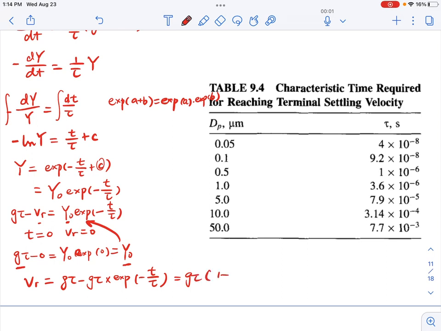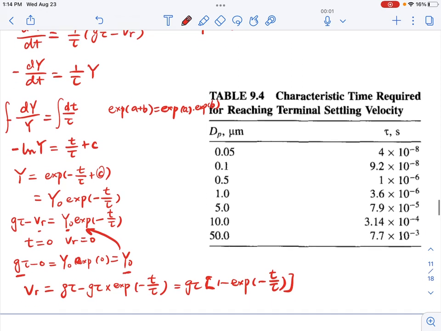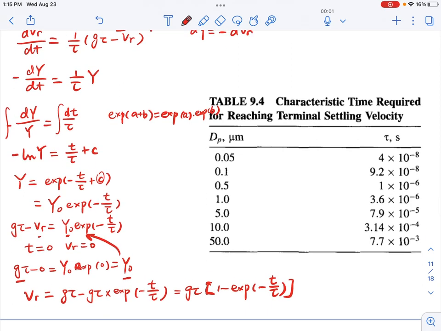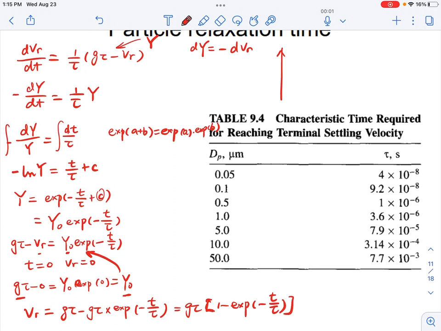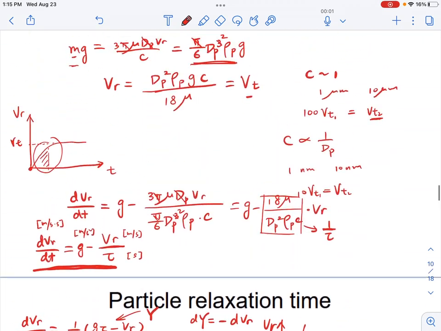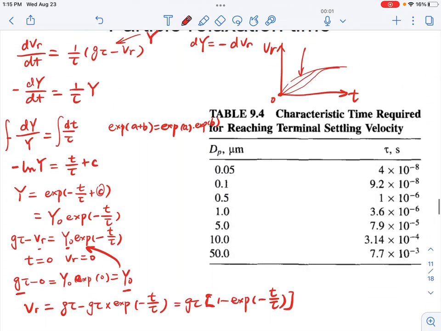Okay, and you have g tau times 1 minus exponential of minus t over tau. So this is how the velocity of the particle looks as a function of time when it's free falling. Now if you plot the velocity as a function of time, at the beginning it's going to be 0. How does it change as a function of time? Is it going to change like this, or like this, or like this? It's going to change like this, right? Just similar to what we drew over here.